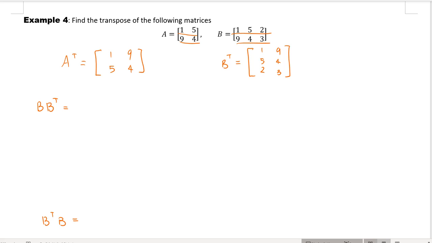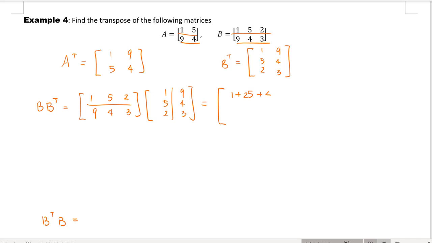Okay, let's check. B is 1, 5, 2, 9, 4, 3. B transpose is 1, 5, 2, 9, 4, 3. We use the first row times the first column. 1 times 1 is 1. 5 times 5 is 25. 2 times 2 is 4. And then we use the first row times the second column. 1 times 9 is 9. 5 times 4 is 20.